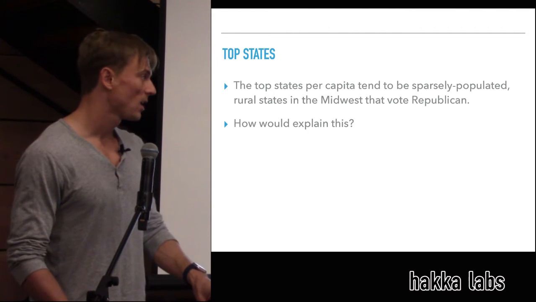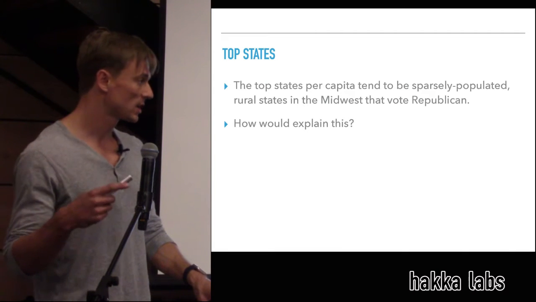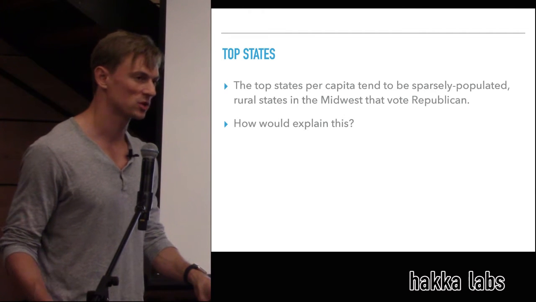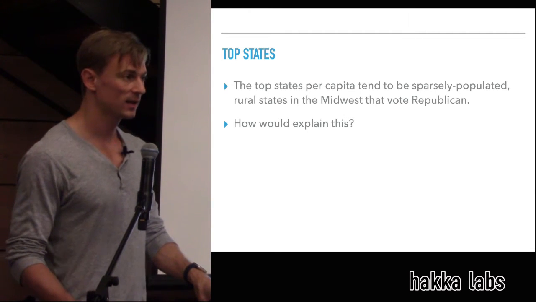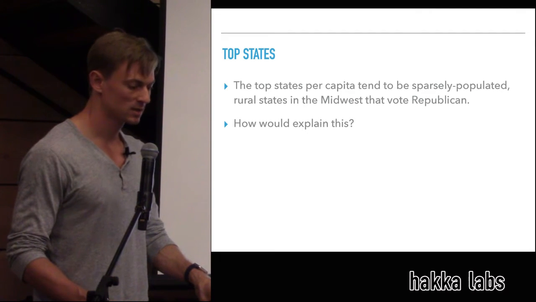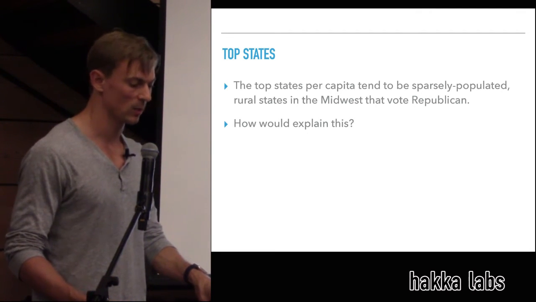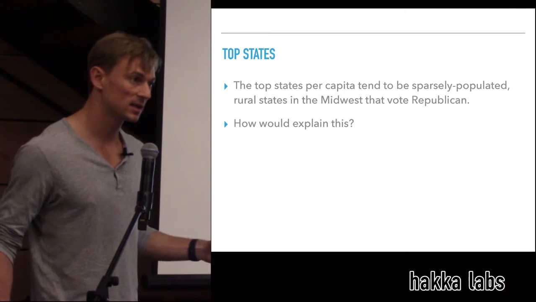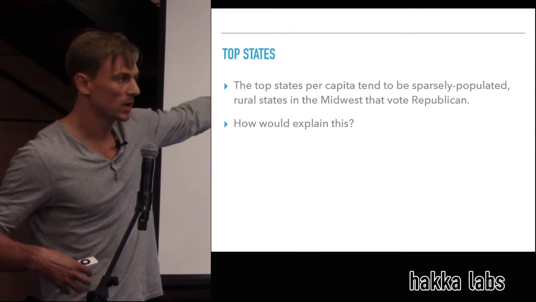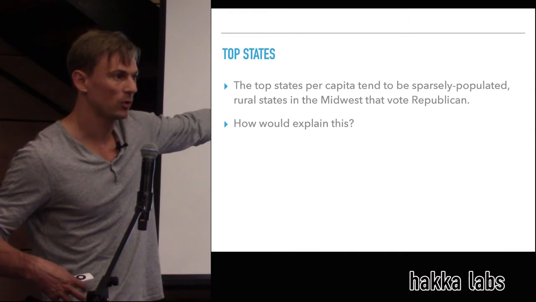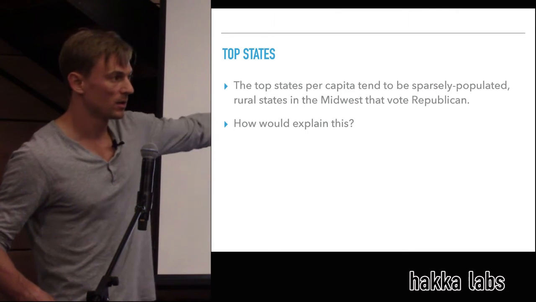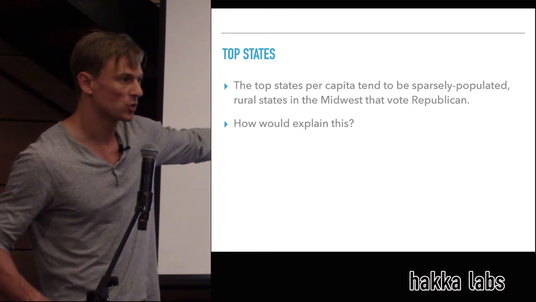All right. These are all really possible answers that you might want to look into, but there's another explanation which is purely statistical. That is that the smallest states in the United States tend to be sparsely populated rural states in the Midwest that vote Republican in elections. And if you're looking only at the top of the distribution, you're going to see the smallest samples out there. So by random statistical chance, the smallest states are going to be at the top of the distribution.